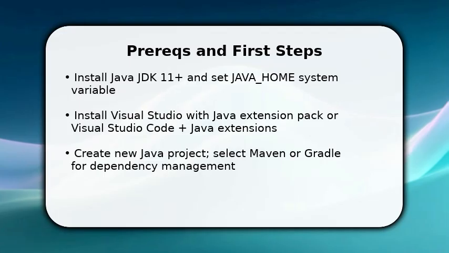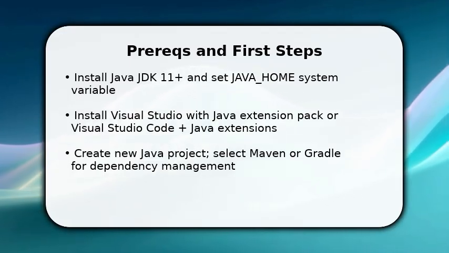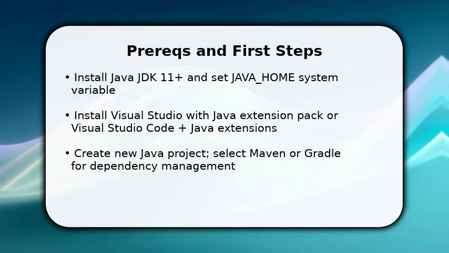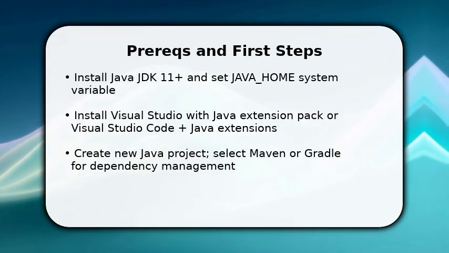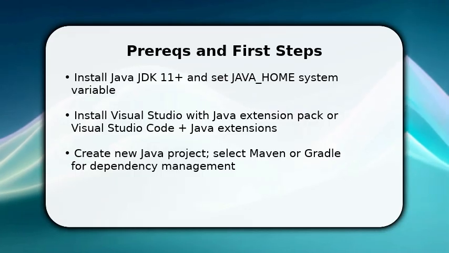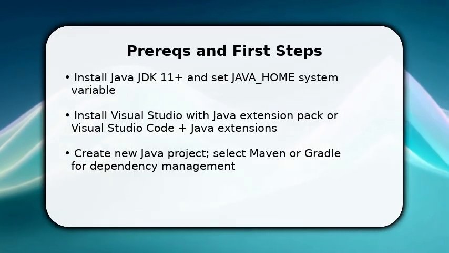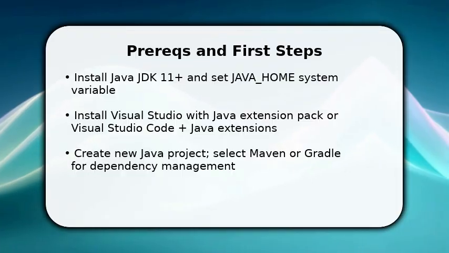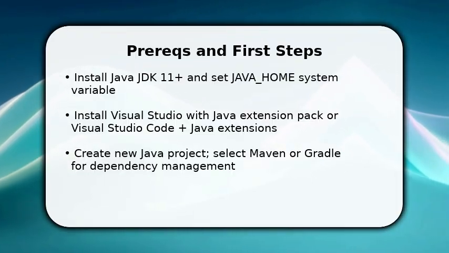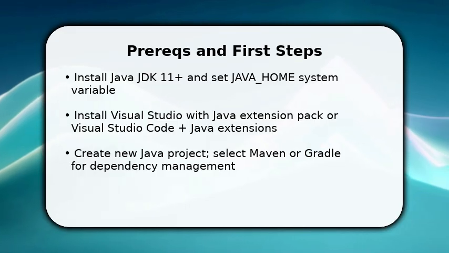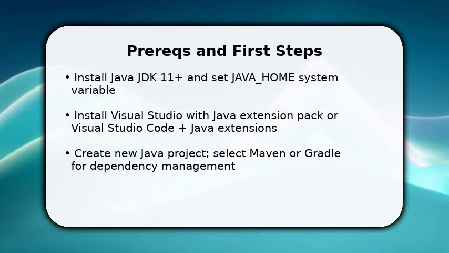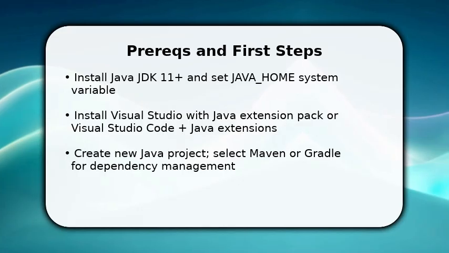You start by confirming JDK 11 or later is installed and Java Home points correctly. This matters because tools use that runtime. Once done, install Visual Studio or Visual Studio Code and add the Java extension pack so language support, debugging, and project templates appear. Create a new Java project and choose Maven or Gradle to manage libraries and build lifecycles.